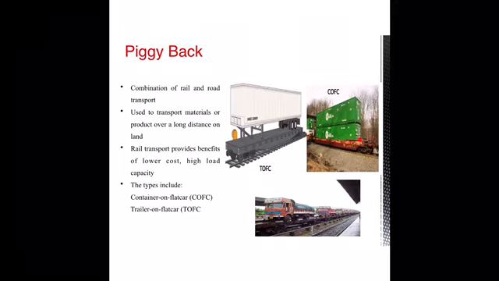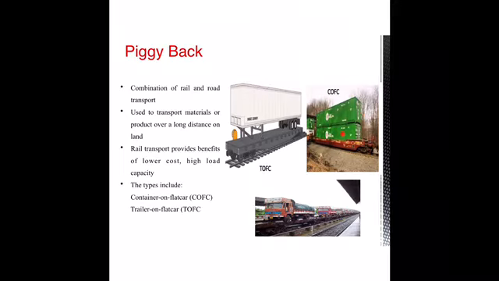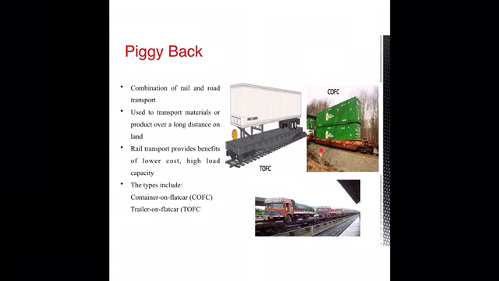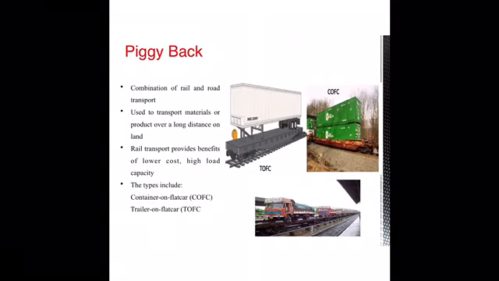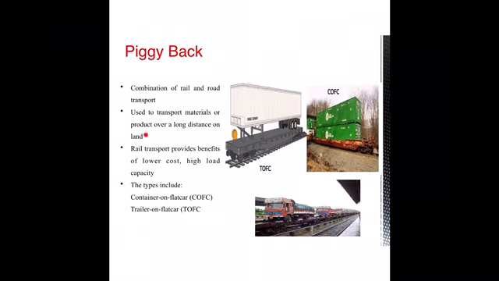So those containers will be transferred on the rails, and then the containers are again taken back onto the truck unit, fixed onto the truck unit, and taken to the respective destination. So here we are integrating the road network as well as the rail system, which will constitute the piggyback system. The advantages are that it provides the lowest cost and high load capacity, and it is very suitable to transport material over long distances on land transportation only.